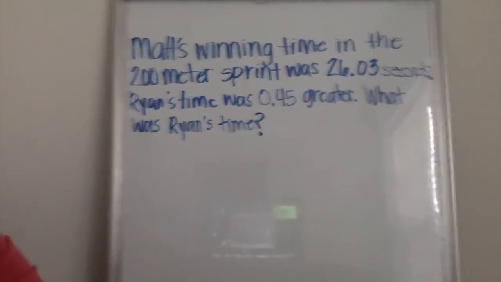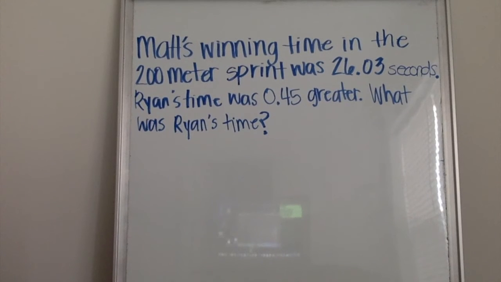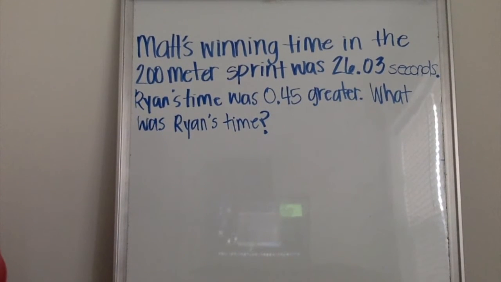We will also begin to look at word problems as well. So I wanted to go ahead and show you guys a word problem here so that way you would be used to going ahead and seeing those. So on our word problem here, it says Matt's winning time in the 200-meter sprint was 26 and 3 hundredths seconds. Ryan's time was 0 and 45 hundredths seconds greater.